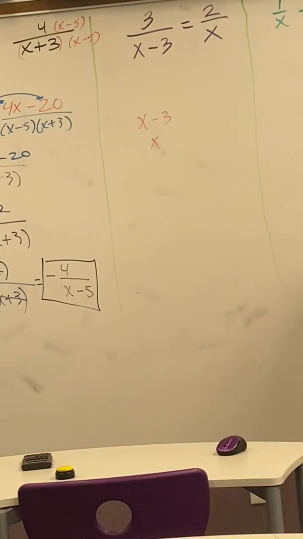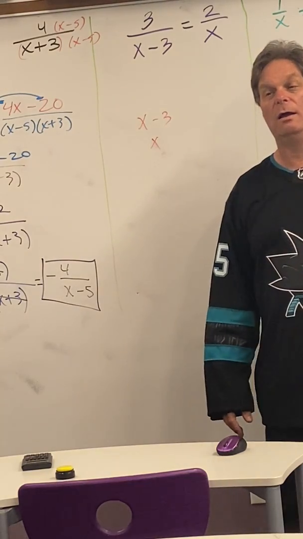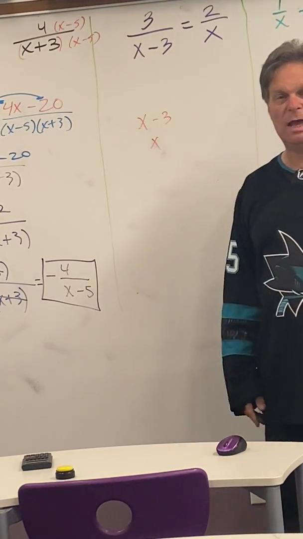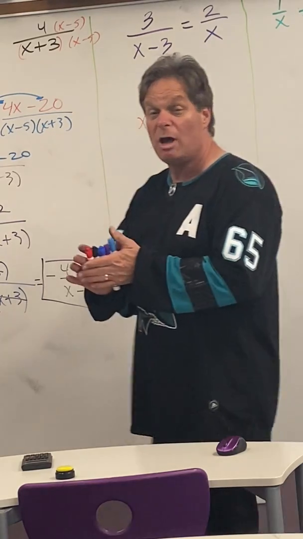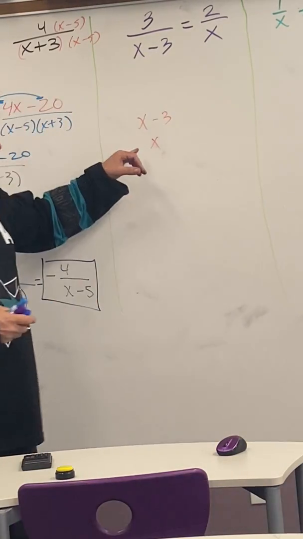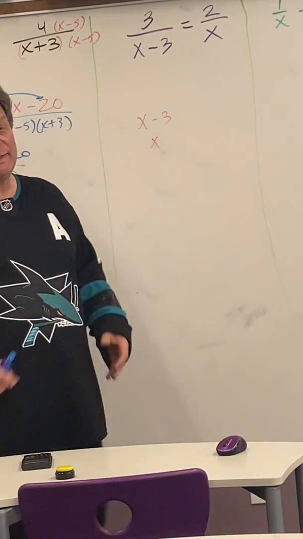So if I ask you what they have in common, some people are going to say x. They have an x in common. And that is not correct. They do not have an x in common. This guy has an x. X minus 3 does not have x as a factor.